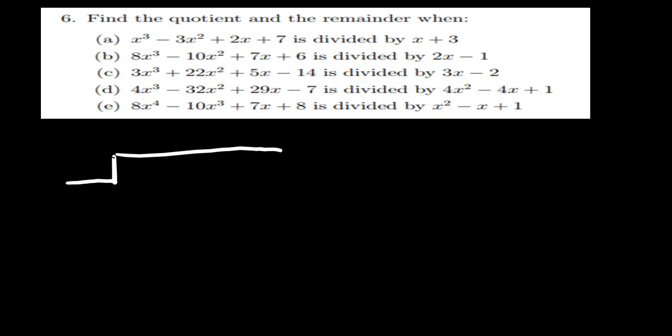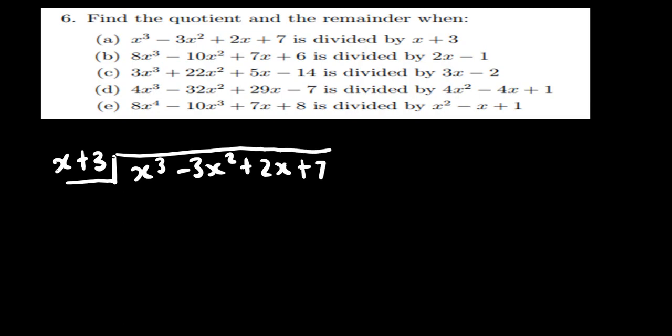So I'm going to say x plus 3, dividing it into x to the power 3 minus 3x squared plus 2x plus 7, using long division. Always divide with the highest power of x. In this case, it's just x. If it was squared, we would use x squared, but now this is just x.